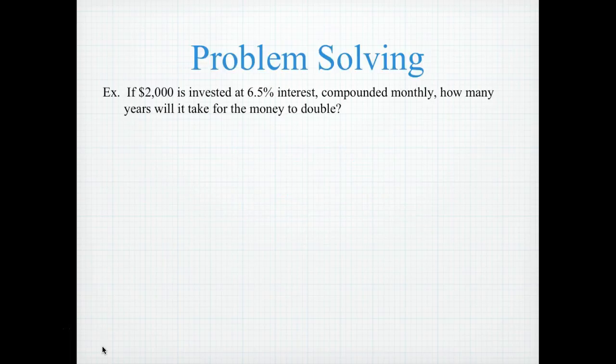In our first example, if $2,000 is invested at 6.5% interest, compounded monthly, how many years will it take for the money to double? For this problem, we're going to revisit the compound interest formula.